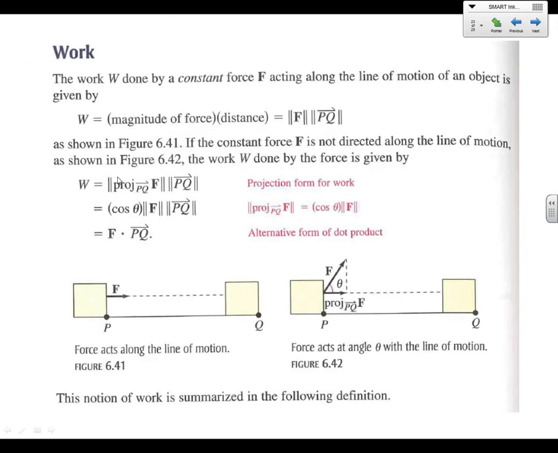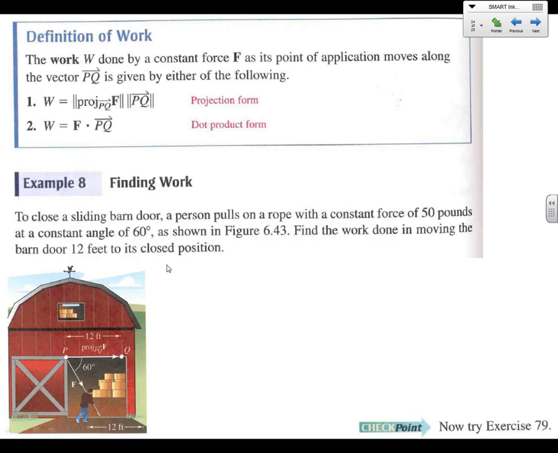All right, last thing here, let's look at work. The work done on anything is defined as the projection of F onto your distance from P to Q, and the magnitude of that, and then times the magnitude of PQ. And so the alternative form is the vector F times, with the dot product of PQ here. So PQ is just the original direction that you're pulling it in. All right, so let's figure this out.